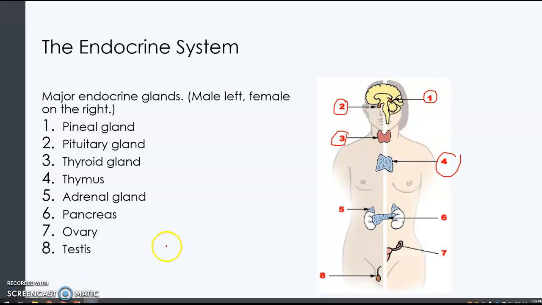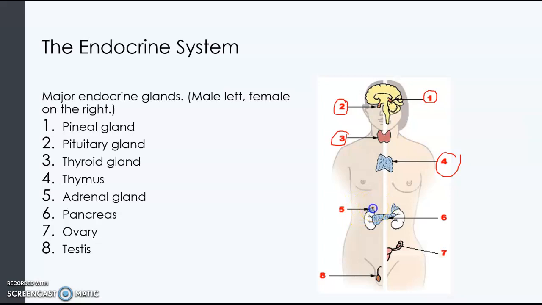This is part 2 of the overview of body systems lectures. We were on number 5 in this figure of the endocrine system. The adrenal glands are these little triangle-shaped glands that sit on top of each kidney. So number 5 are the adrenal glands, and they produce adrenaline, which is also known medically as epinephrine.